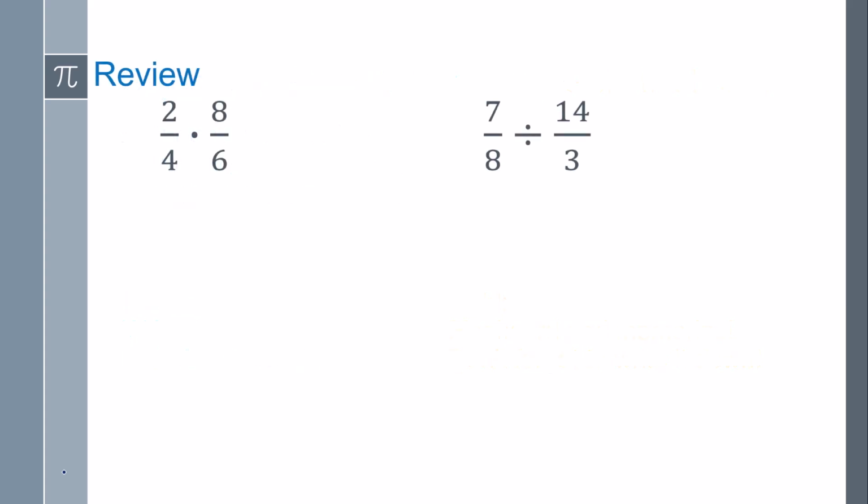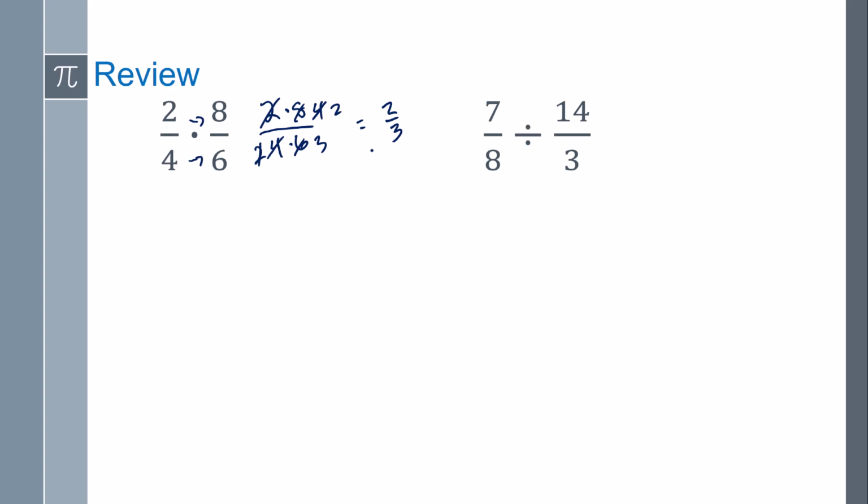Now, as a quick review, a reminder: when we are multiplying or dividing with fractions, remember when we multiply, we multiply straight across. So this becomes 2 times 8 over 4 times 6. And then you can just reduce from there, like a 4 and a 2, right? Take out a factor. And so you're left with 2 over 3.